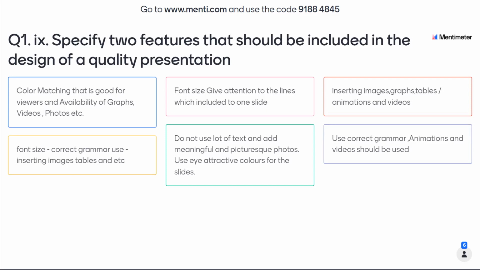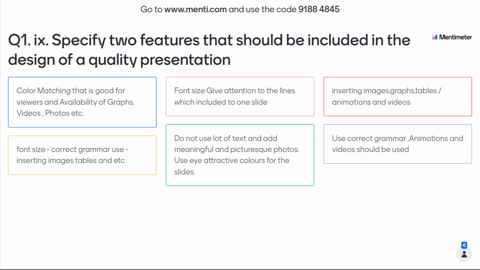Then grammar and English are very important. Check the grammar, otherwise this will be problematic. Yes, colors, especially animations and videos, usually one item per slide. And the content should be prepared depending on the audience you have. Okay, then we have done that one.